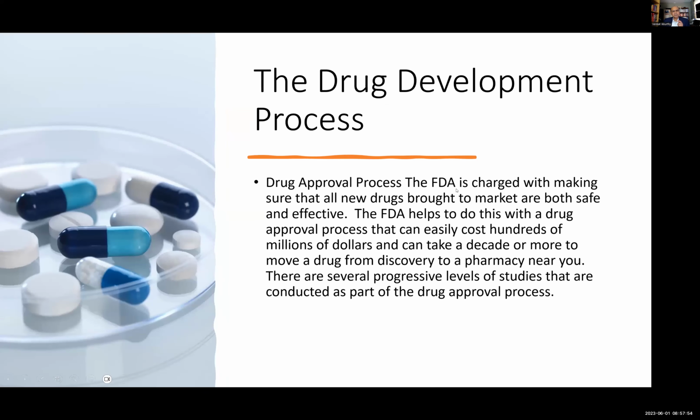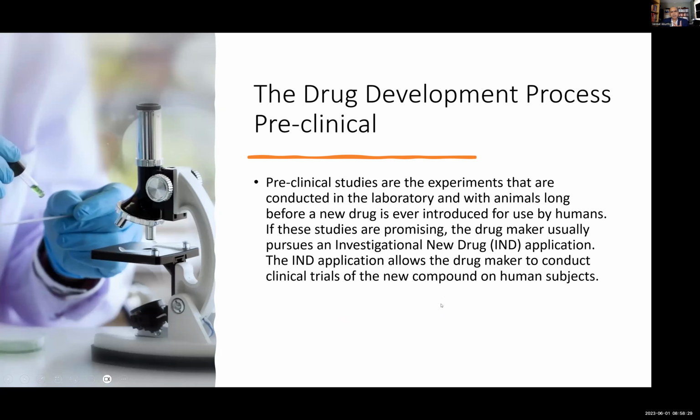Drug approval process. FDA is charged with making sure that new drugs brought to market are both safe and effective. Suppose you are taking a medicine; it should be safe and it should be effective. The drug approval process can easily cost hundreds of millions of dollars and take a decade or more to move a drug from discovery to the pharmacy nearer to you. There are several progressive levels of studies conducted as part of the drug approval process. So FDA is very important.